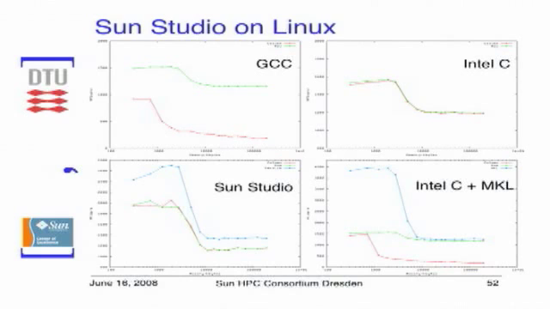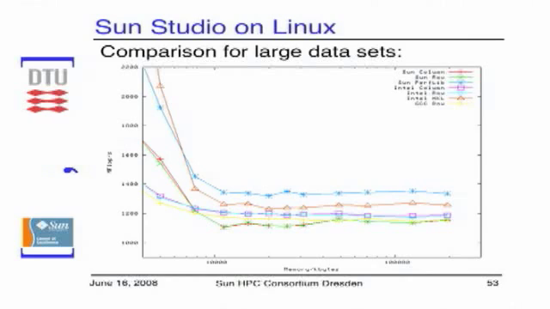What is more interesting is to see how the Sun compiler compares to GCC and Intel for large problems. If we go to larger problems, 10 megabyte data size and above, then the Sun Performance Library, that's the blue curve, outperforms the Math Kernel Library from Intel. And even for the compiler, the performance difference is not that big. It's less than 5%. And this is an early version of Sun Studio 12. It's not even the latest one.